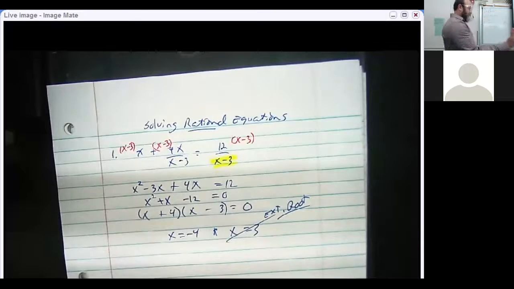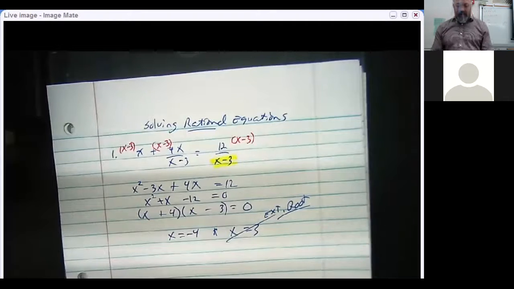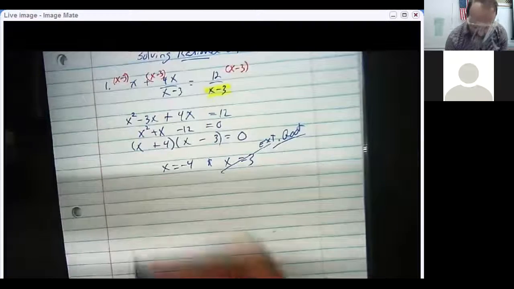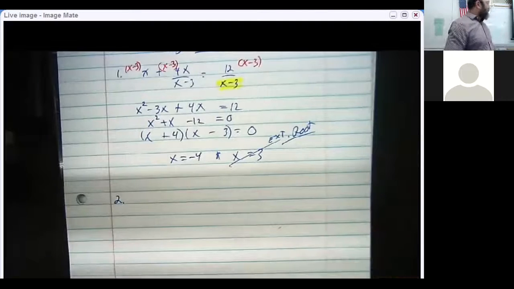So far, is that a little easier than graphing? That was a little easier than graphing. It was, I'm sure, significantly easier than dealing with logarithms. Okay, so let's check out number 2, and that's about as far as I was hoping to go today.